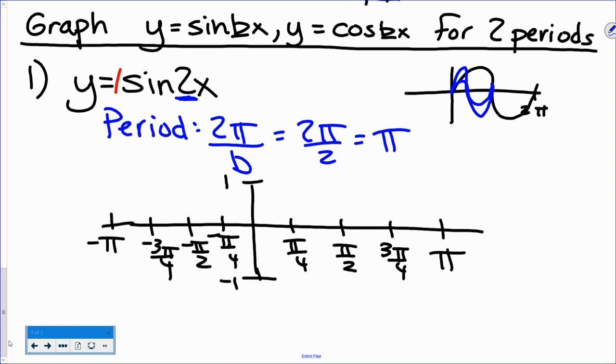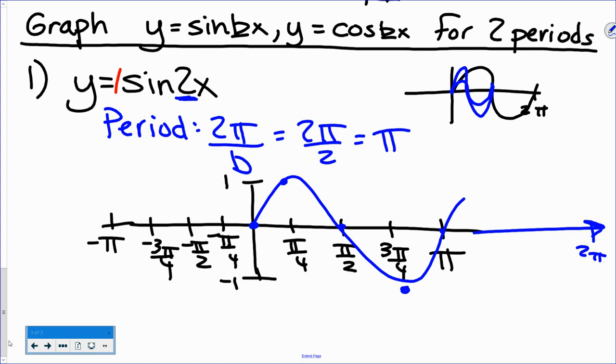Okay, once I've adjusted all this, I'm doing the same pattern over and over. 0, 0 is my starting point. Then I'd go up to 1, back to 0, -1, and back to 0. There's my full cycle. Usually it goes all the way out to 2 pi. Now I could complete 2 cycles within 2 pi.